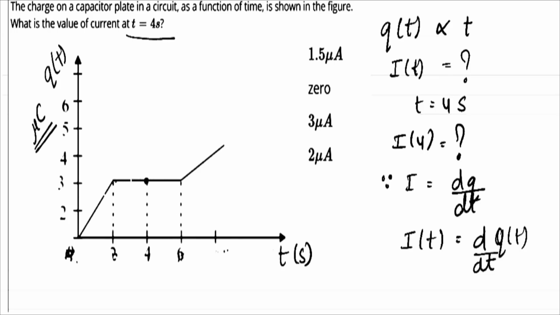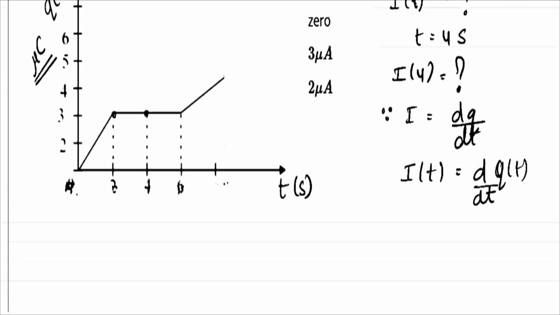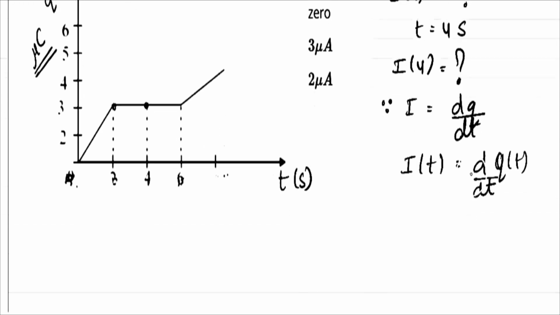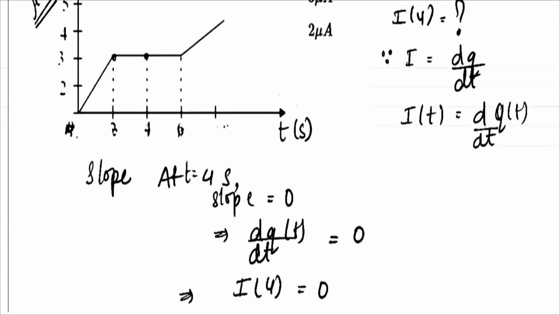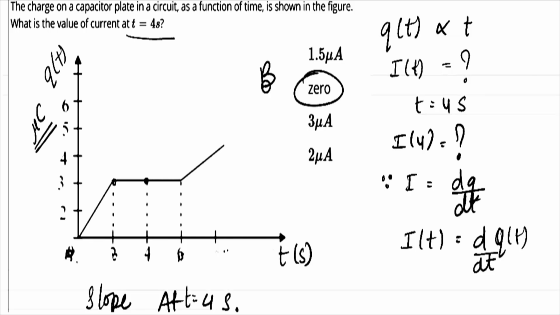So t equal to 4 seconds is here. At t equal to 4 seconds, dq by dt, the derivative, is what? Slope. Slope is nothing but the derivative. So at t equal to 4 seconds, slope is equal to 0. That implies that dq of t by dt is equal to 0. There is no change at t equals to 4 seconds, which implies that current at 4 seconds would be equal to 0. So our answer is option B.